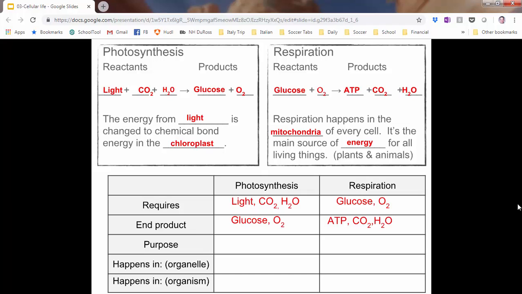Do we have to know it in that order? No, the order doesn't really matter. When you're writing out these equations, you could put oxygen plus glucose in either order. So the purpose of photosynthesis is basically to capture sunlight to make food for the plant, whereas the purpose of respiration is to take glucose and turn that into a usable form of energy.